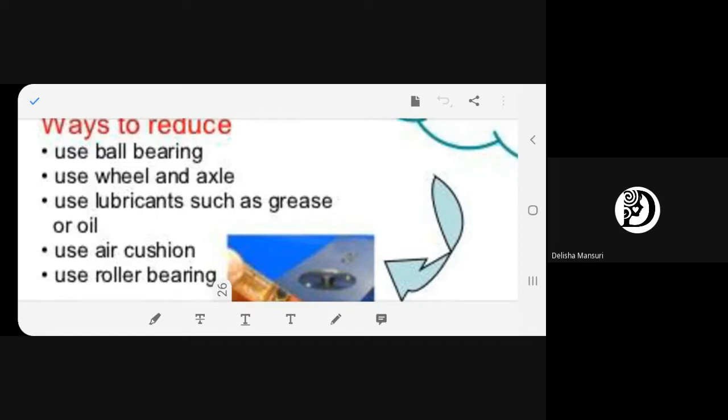Then you can use the air cushion also to reduce friction, and roller bearing. Roller bearing is like the trolleys with the rollers. You have the baggage or luggage with the rollers. Heavy things which you really cannot either push or pull. If it has got rollers, then the work becomes very easy.